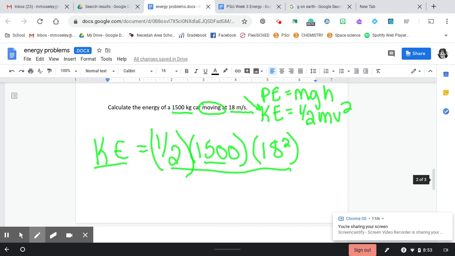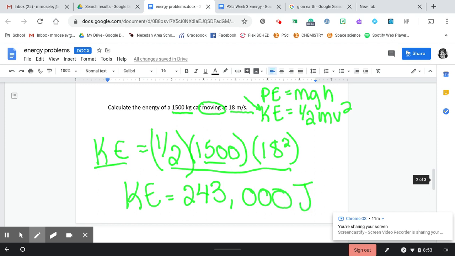And when I do that, I get a lot of energy. This car would have 243,000 joules of kinetic energy.